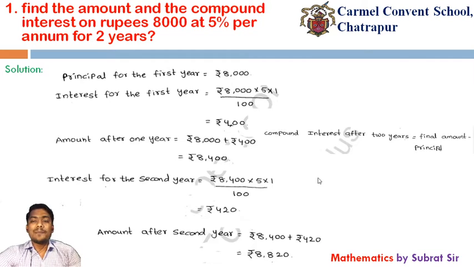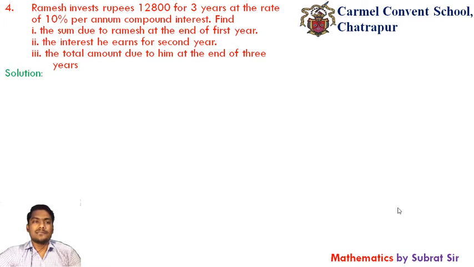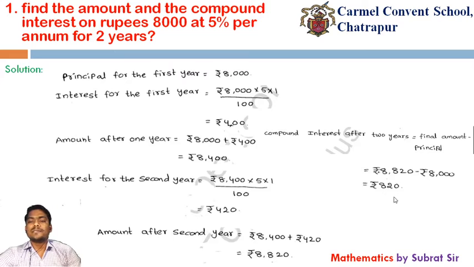How do we calculate the compound interest after 2 years? It is the final amount minus the principal. The final amount is 8,820 rupees and the principal is given as 8,000 rupees. So it will be 820 rupees. So this is our answer: the amount is 8,820 rupees and the compound interest is 820 rupees.